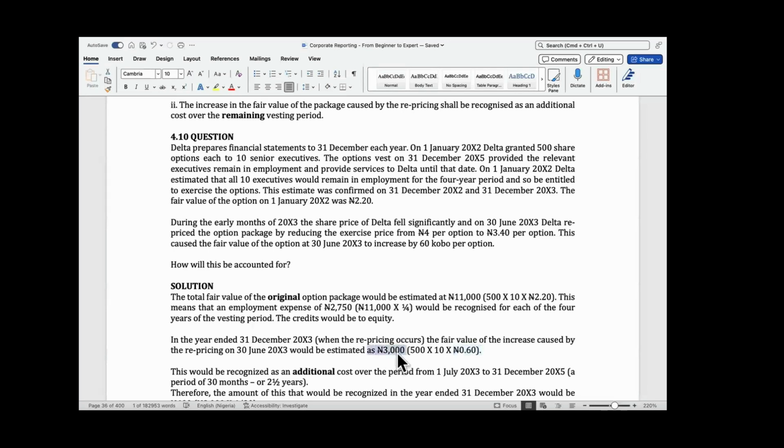So this 3,000 now, don't forget, it started from 30th June up until the maturity, which is December 2005. So if you count that from 30th June to December 2005, that is 2 years 6 months, that's 30 months.